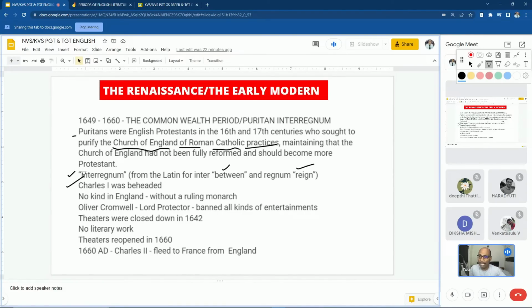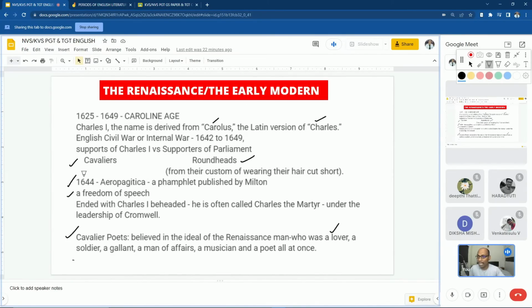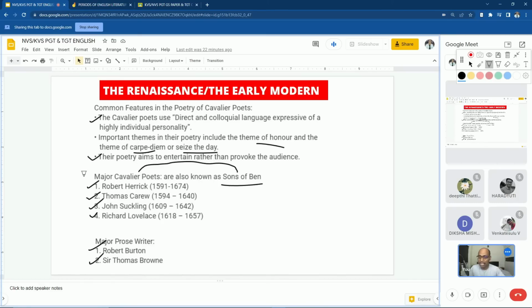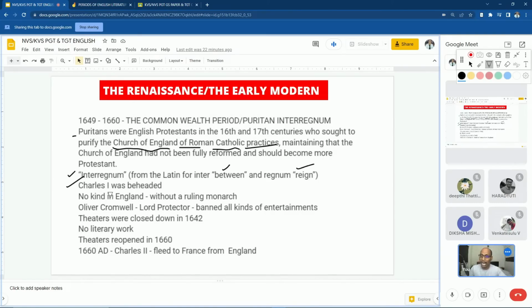Charles I was beheaded in 1600, and what is the time? 1649. Charles I was beheaded, and after that there was no king in England, without a ruling monarch. Oliver Cromwell, he is a very important person. Oliver Cromwell is known as Lord Protector. He banned all kinds of entertainment: no movies, no dramas, no theatre, no plays, nothing.